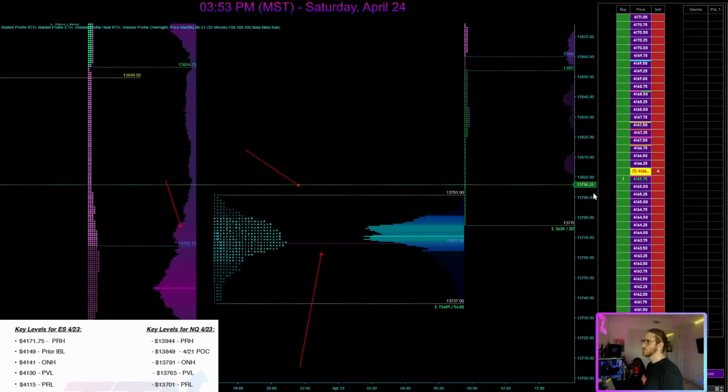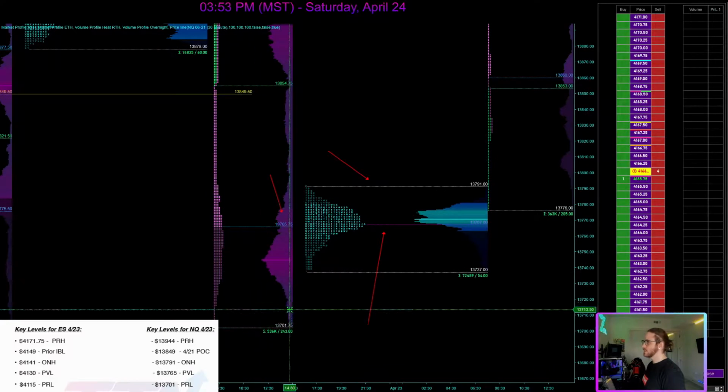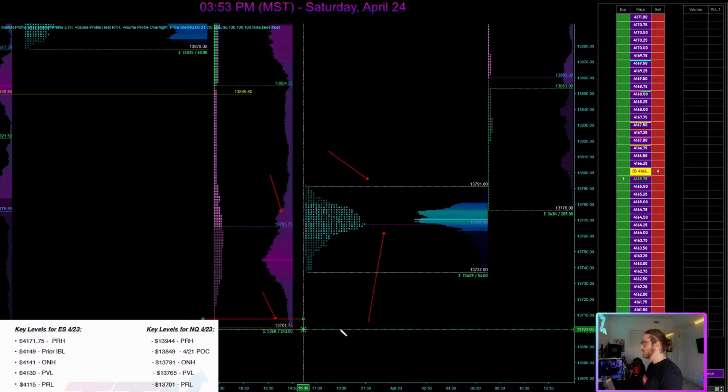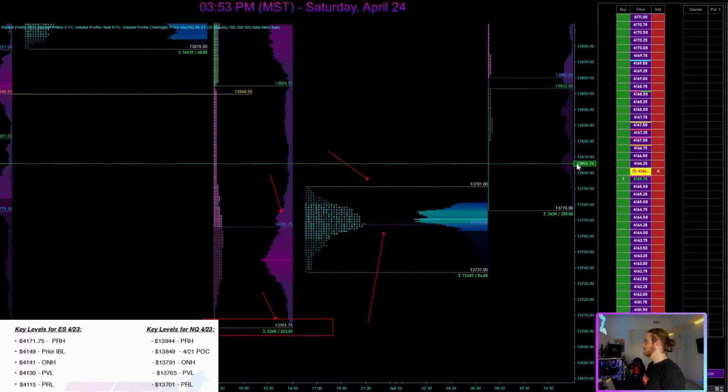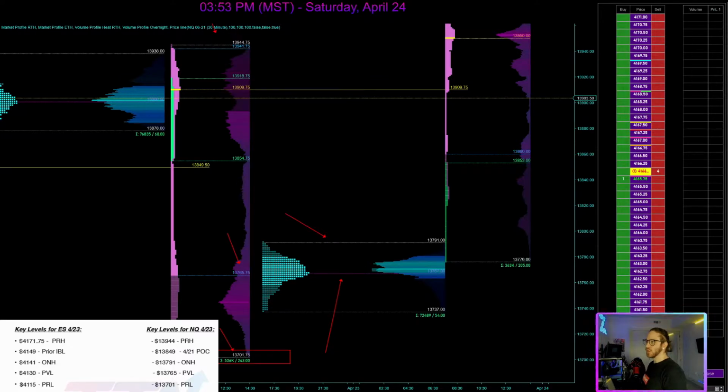And getting into these last levels here that I was looking at, you can see that the last level was the prior range low, 13.701, and we did not quite get down there in Friday's regular trading hour session. So let's get into my pre-market analysis a little bit, and we will see what my thoughts were.